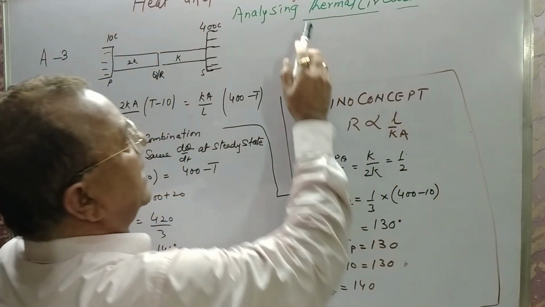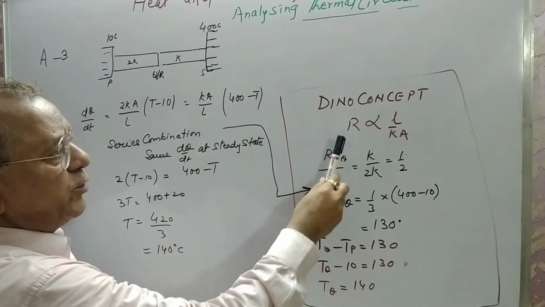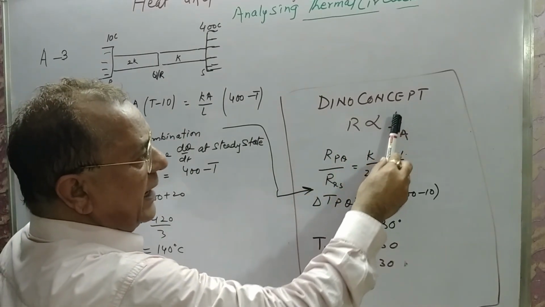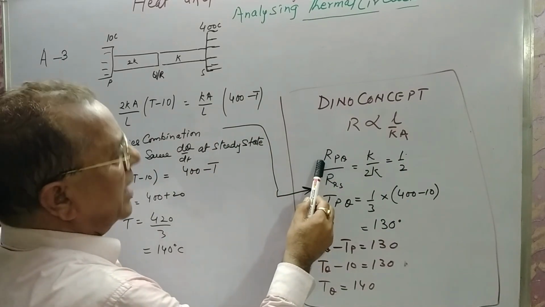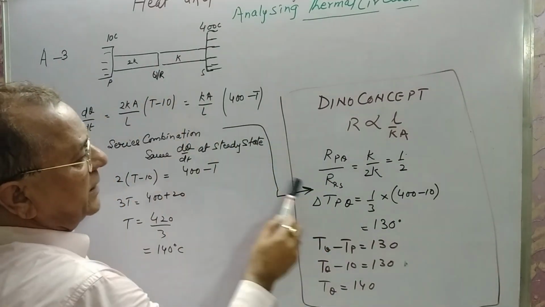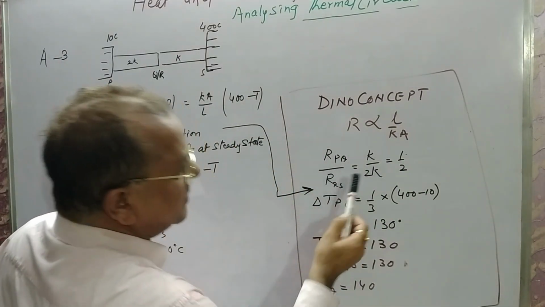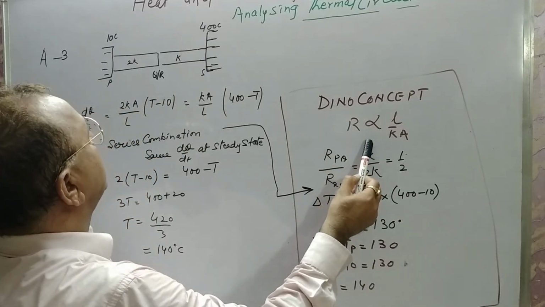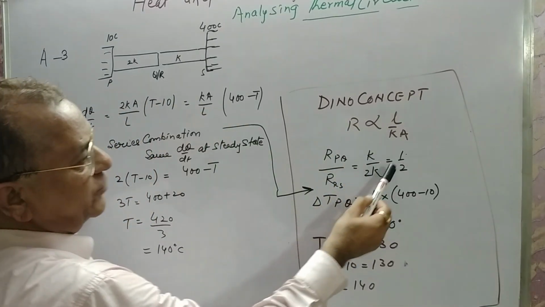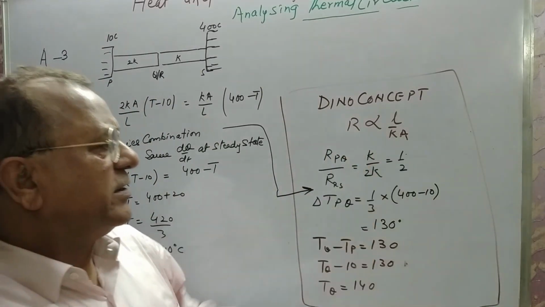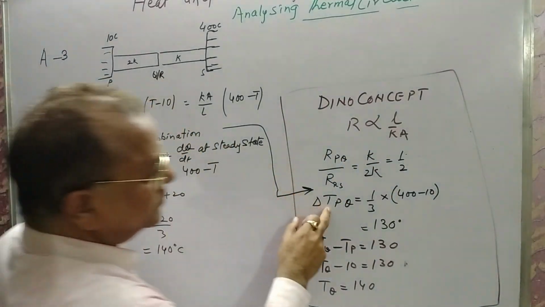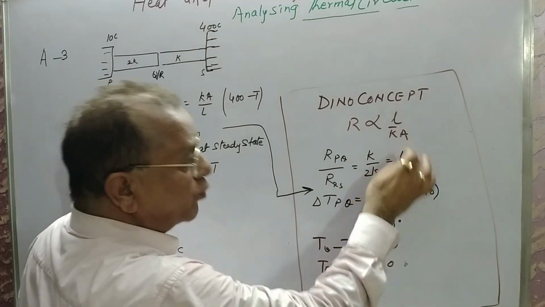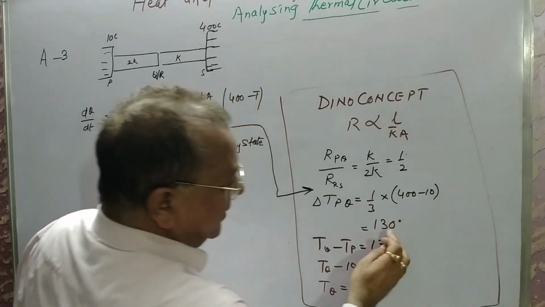Do you know the concept of thermal circuits? Then you know R is proportional to L by KA. L and A are the same, therefore RPQ divided by RRS is equal to K by 2K, the inverse ratio, 1:2. Now this gives you the answer, because delta TPQ is equal to 1 by total 3 into 390, that is 130.